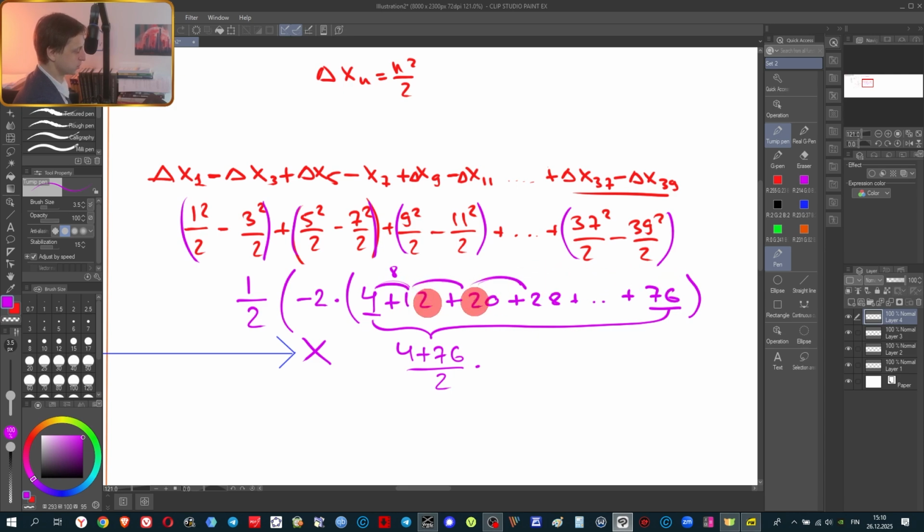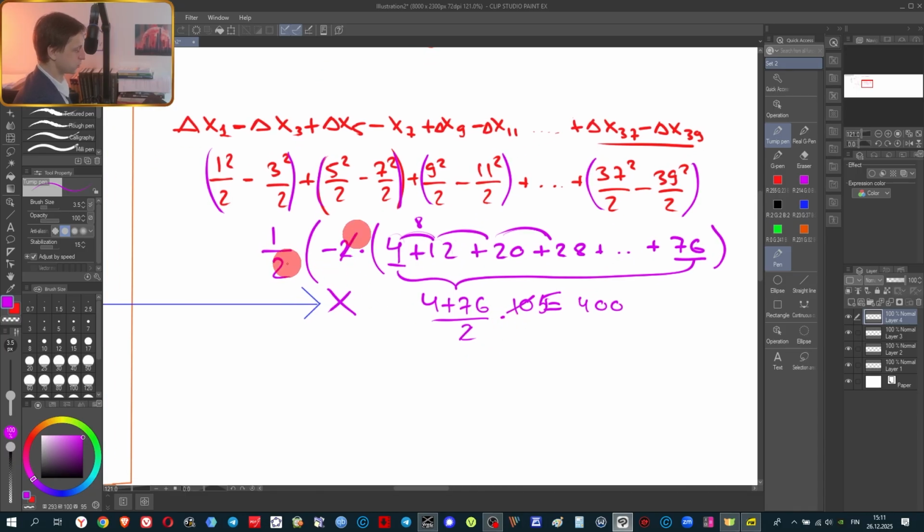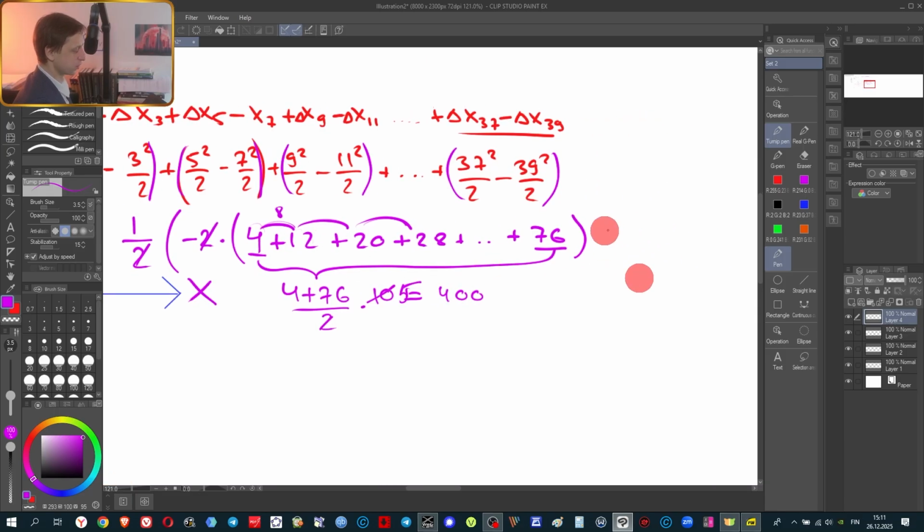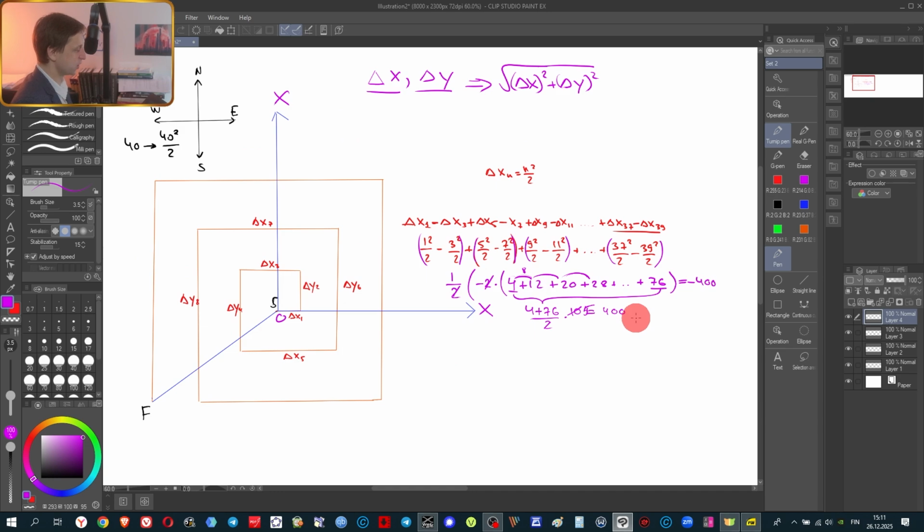Each jump leads us to a new number, but besides these 9 numbers here, we also have the first number, 4. So in total, we have 10 terms in this progression. So this one is 5, and 80 times 5 will be 400. 400 is the total sum here, and this one cancels out, and the total sum is minus 400. So the total displacement, delta x total, which is the sum of these smaller displacements, is minus 400.